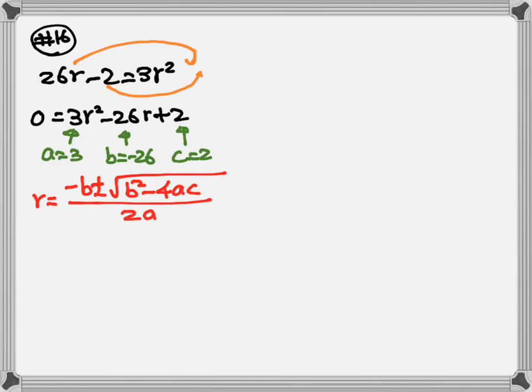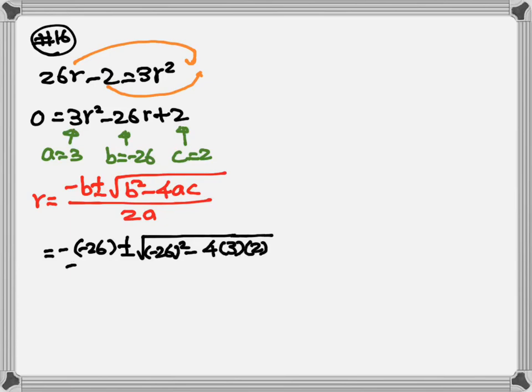Next, let's substitute different numbers for different variables. Keep the negative sign. My b is -26, so here we have a double negative again, okay? The first negative is part of the formula. The second negative is from the number, okay? Inside we have -26 squared minus 4. My a is 3. My c is 2 over 2a. A is 3. Then after that, let's solve this.